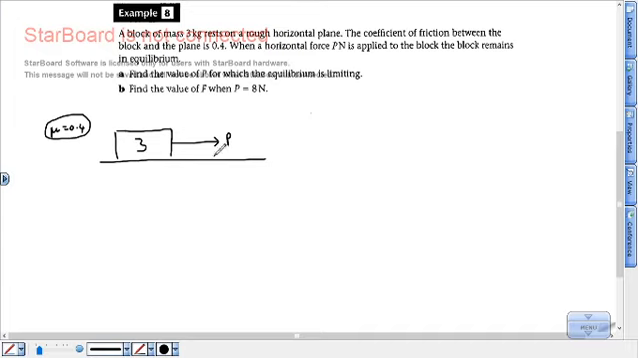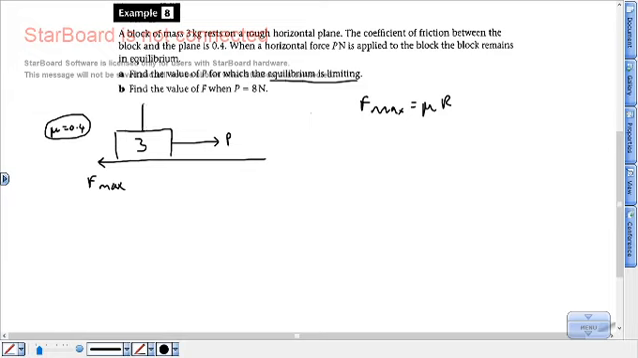If this was all left like this and there was nothing resisting it, it would accelerate in the direction of the force, because it's an excess force. So opposing that, because it's rough, is your friction. And it says find the value of P for which the equilibrium is limiting. Well, if it's limiting, you know therefore you are at F max. So to find F max, you know the relationship F max is simply equal to mu R. So we're going to need R. We've got mu already.